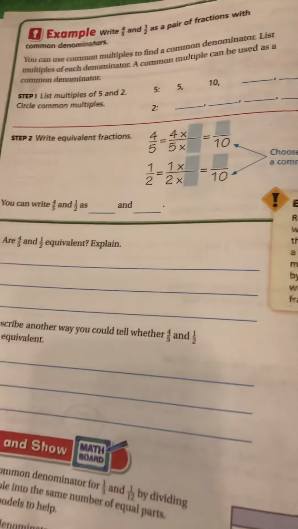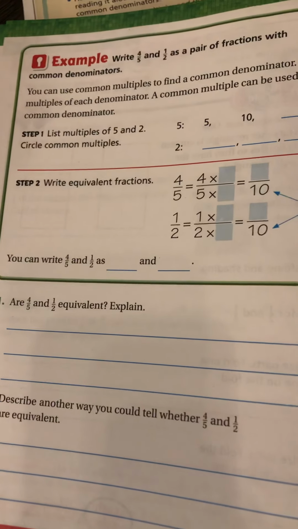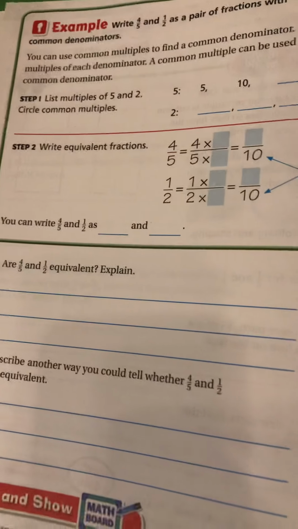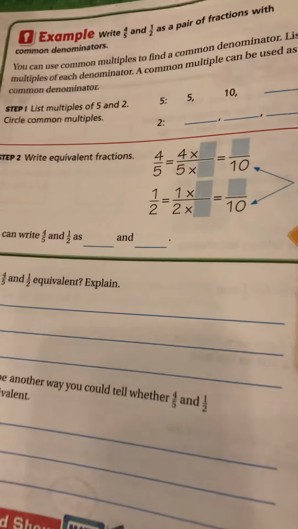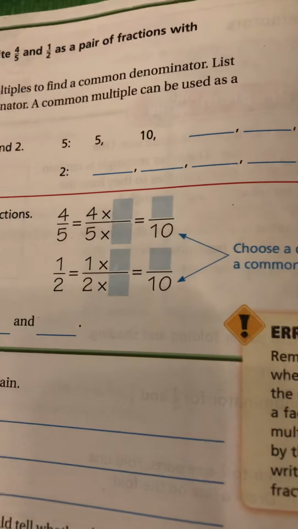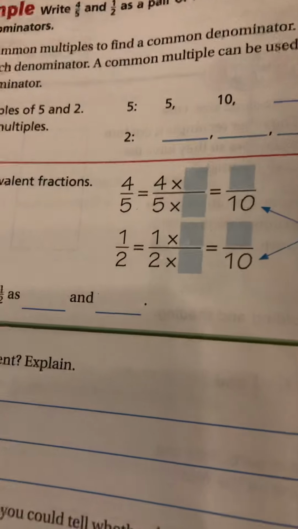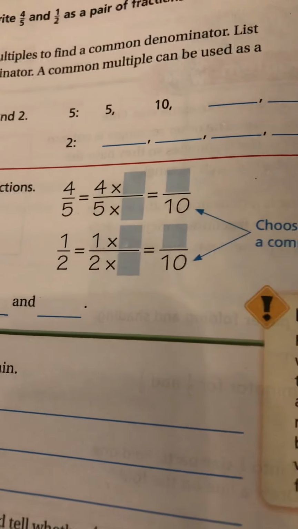When you're looking for common denominators, it's really important that you know your multiples. This is why we were practicing multiples in class. So at the top here, it's going to have you list the multiples of 5s: 5, 10, 15, 20. 2s: 2, 4, 6, 8.